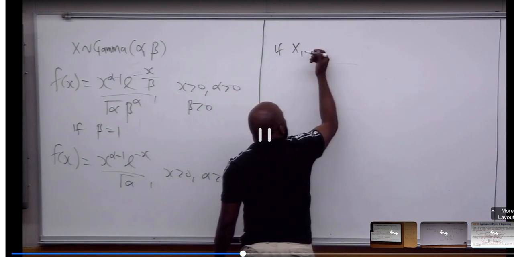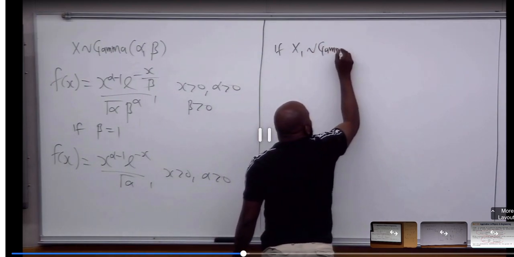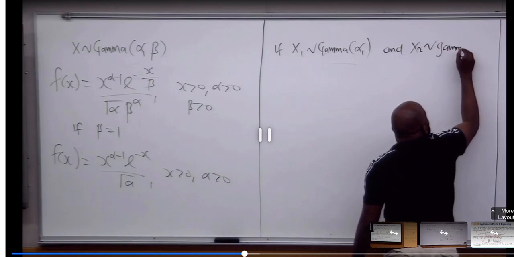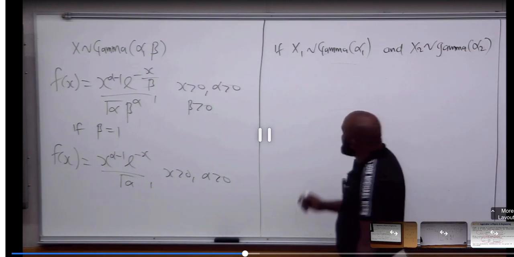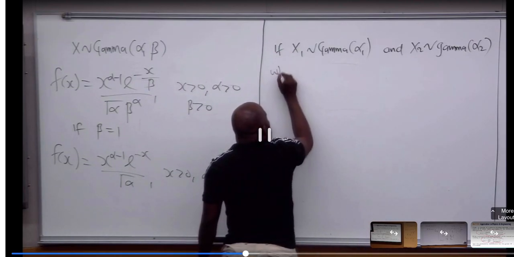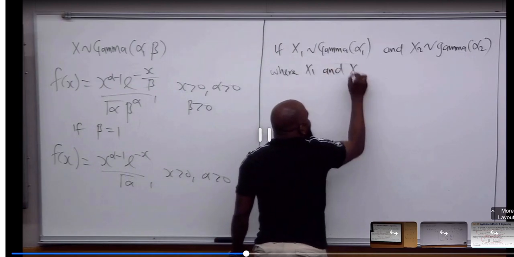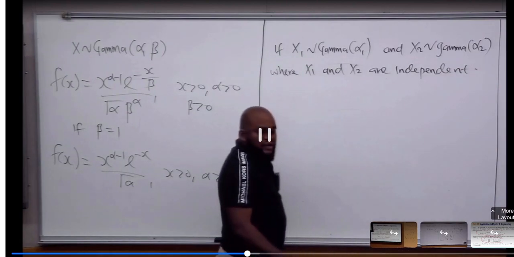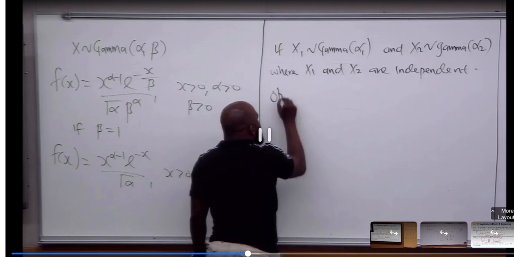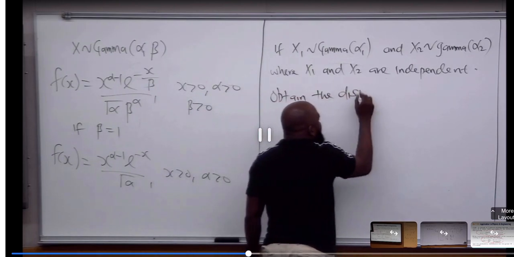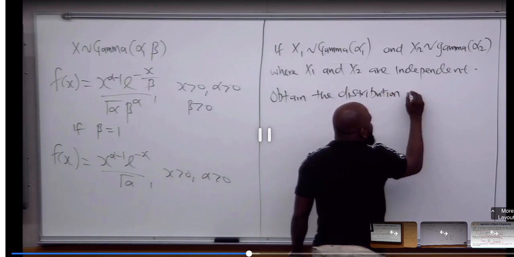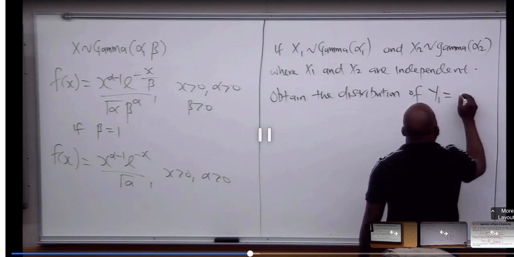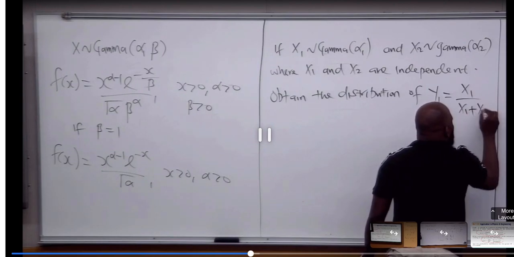If x1 follows a gamma distribution with parameter alpha 1, and x2 follows a gamma distribution with parameter alpha 2, where x1 and x2 are independent, obtain the distribution of y1 equal to x1 over x1 plus x2.